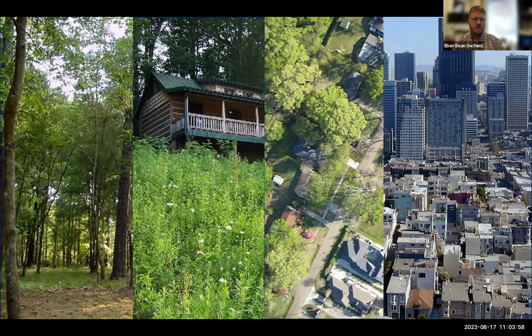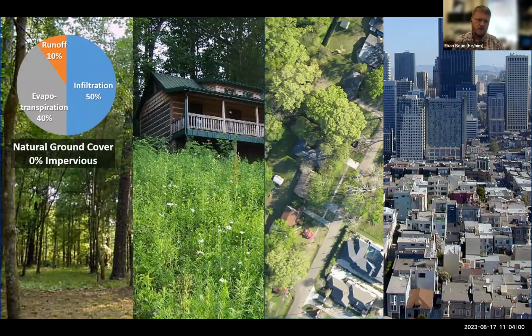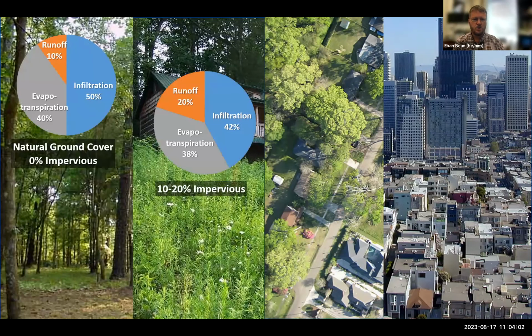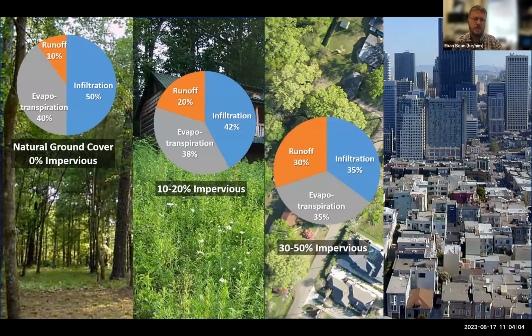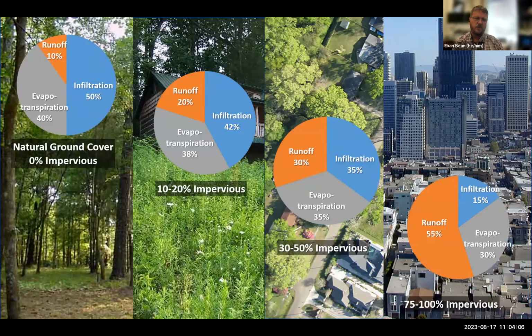So when we increase the imperviousness on an area, we start to change or affect that water balance. Here, from the left to the right, we have natural ground cover, no imperviousness. Evapotranspiration might be 40%, infiltration might be 50%, and runoff is 10%. These are just conceptual starting points.